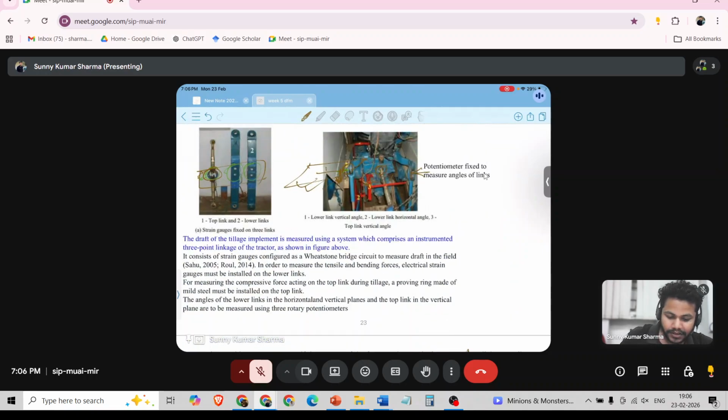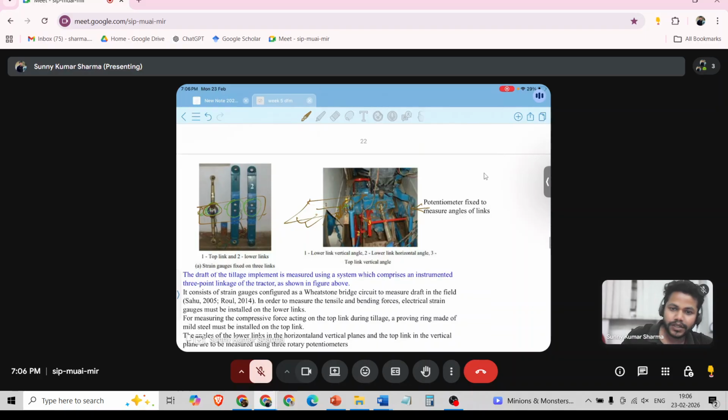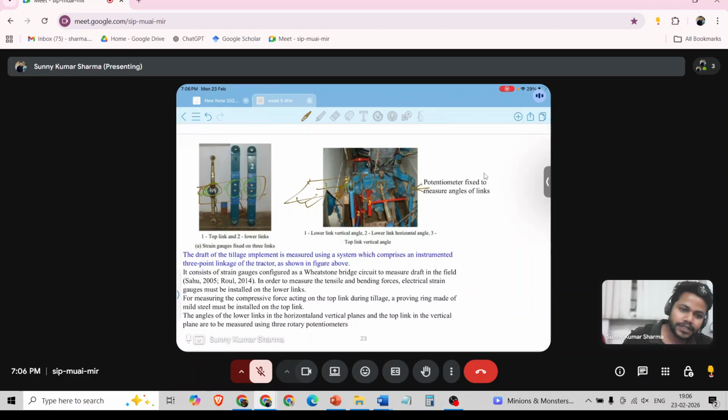So both methods are there. We are developing some sensing units here. Like in our lab also, a 3-point linkage draft sensing unit was developed. So that model I can show in the next class if you are willing to know. That developed sensor is there.